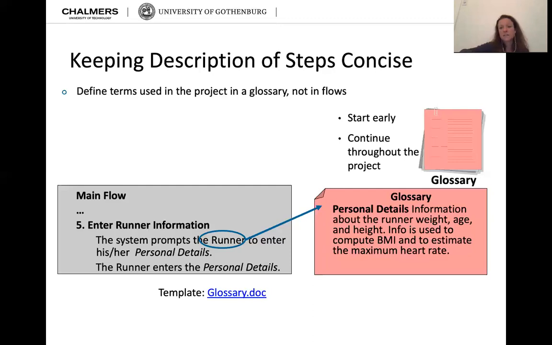So it's super useful to have a glossary, and I would suggest to get that started early on with your project. And that will help you keep your use case descriptions shorter, because you can refer to the entries in the glossary. Here with the example of personal details, we don't have to list all the personal details that should be stored. We can just refer to the glossary entry.